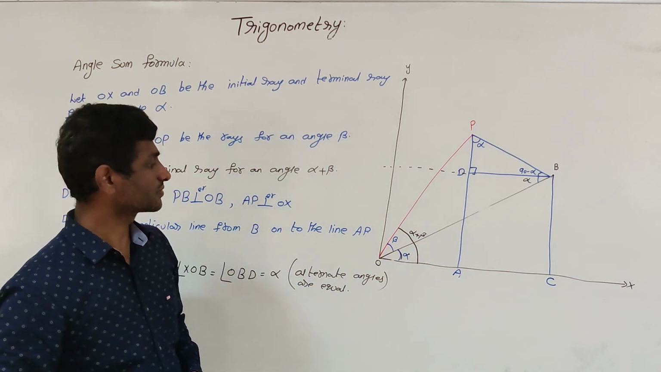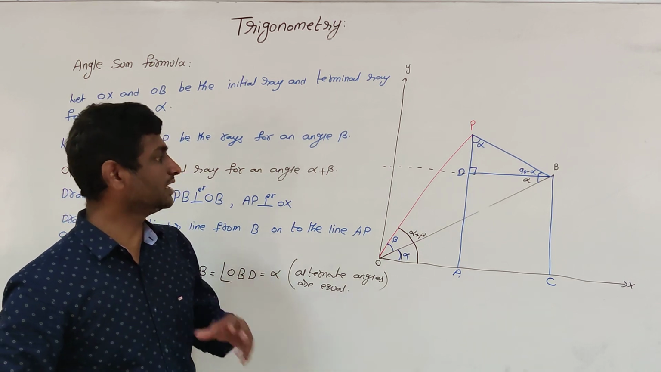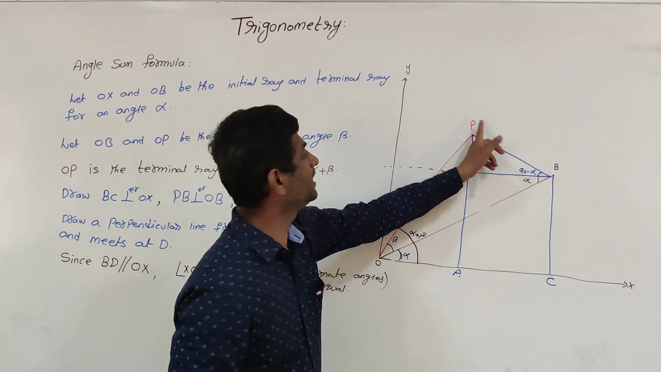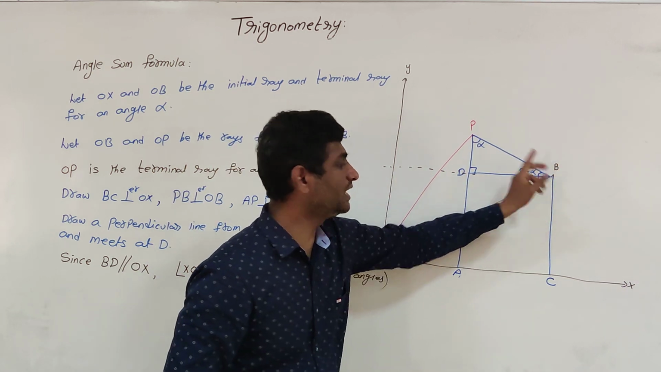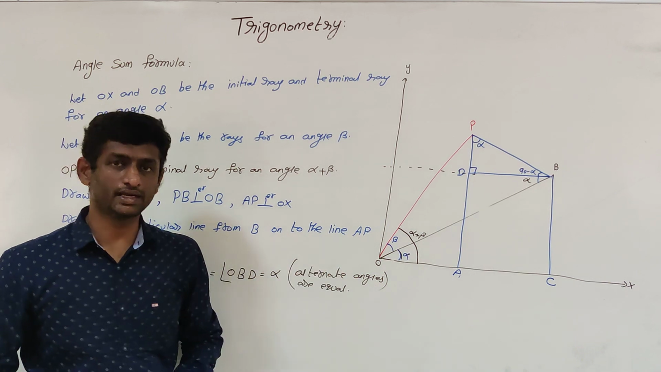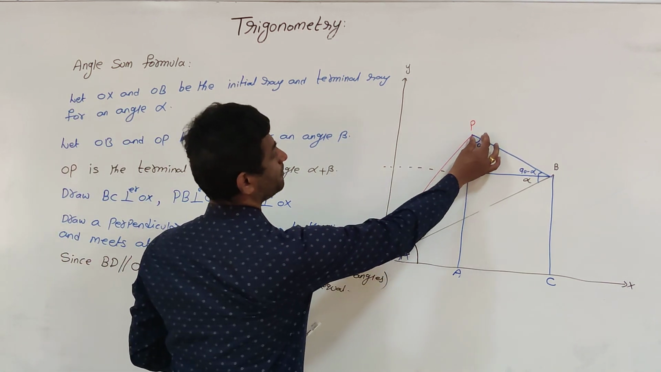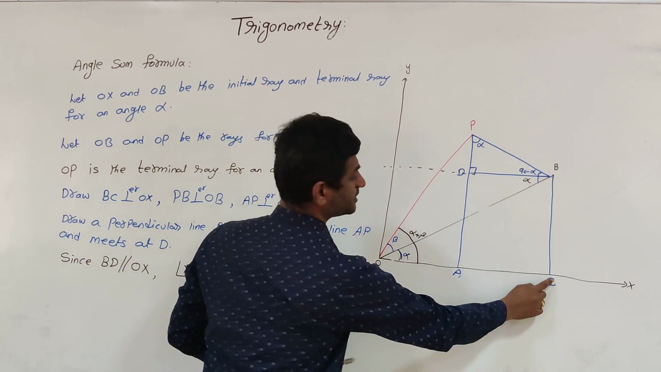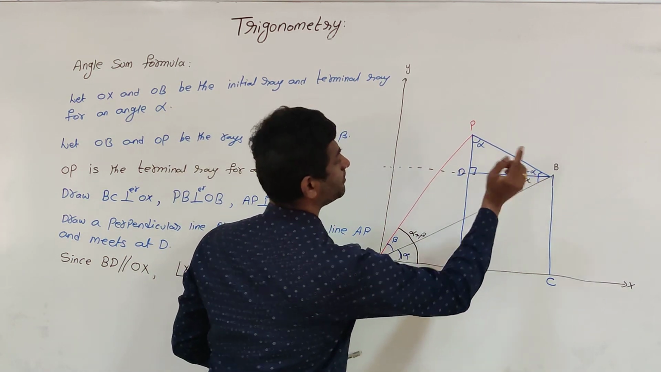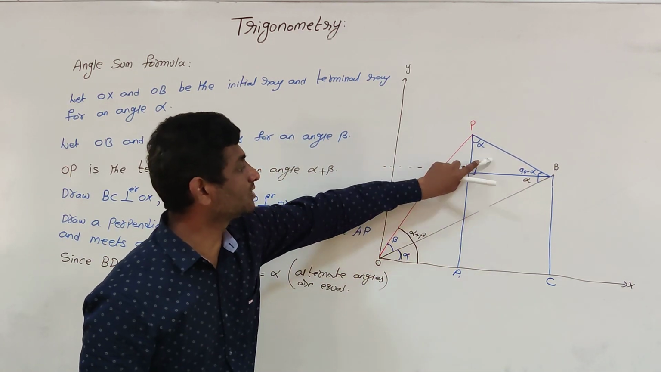Means in triangles BCO and PDB, both these two right angle triangles are congruent. Congruent means, whatever the angle O is there, angle P, angle D will be same as angle C, and 90 minus alpha will be same as angle B. So these two right angle triangles are congruent.